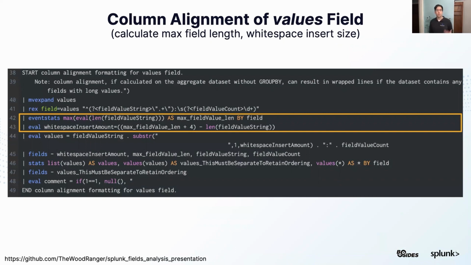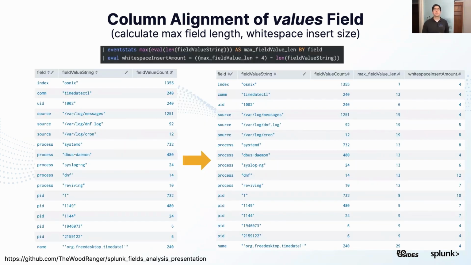Now that we've separated out the value string, we use eventstats to determine the maximum length of each field's value string across the data set, adding our group by if appropriate, and then use that to calculate the difference between the length of each individual value string in that group and the maximum length, adding 4 spaces as a standard padding. As you can see here, the maximum length plus 4 space characters is established for each field in the max field value len field.